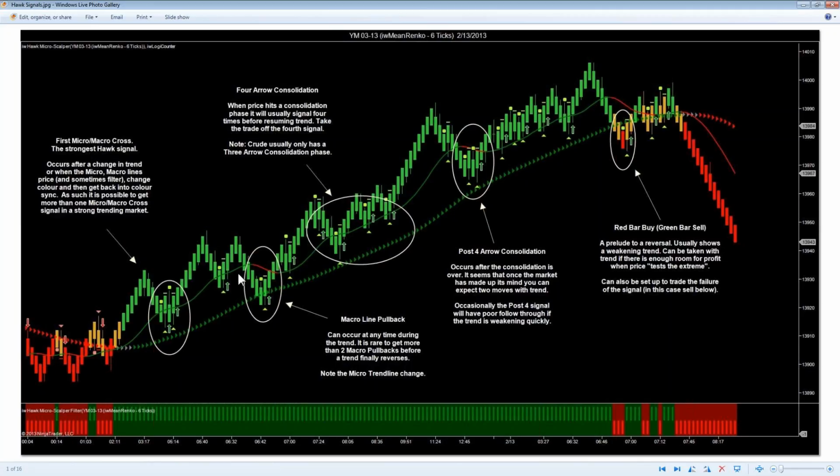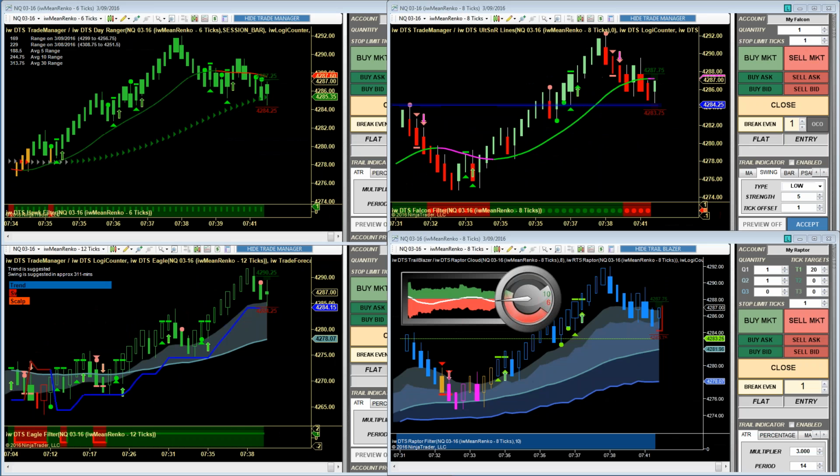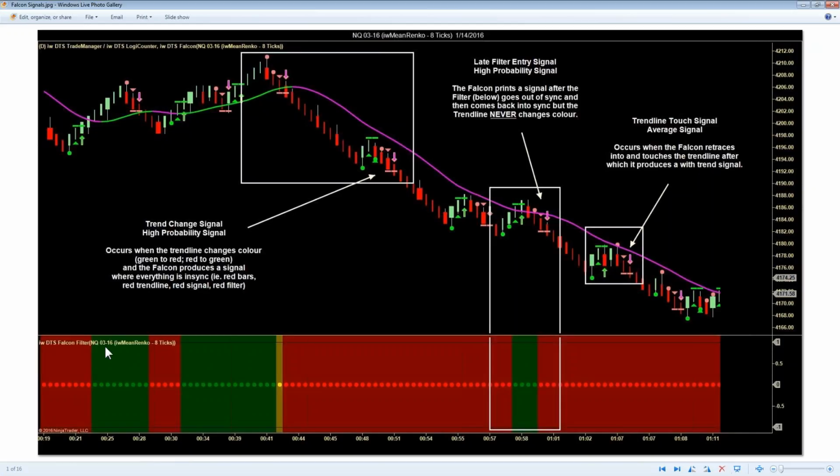These are our highest probability signals with the Hawk. Those are the ones that we focus on. With the Falcon, we have our basic trend change signal. We have our late filter entry signal. And then we have our trend line touch signal. These are the signals that we're going to focus on.